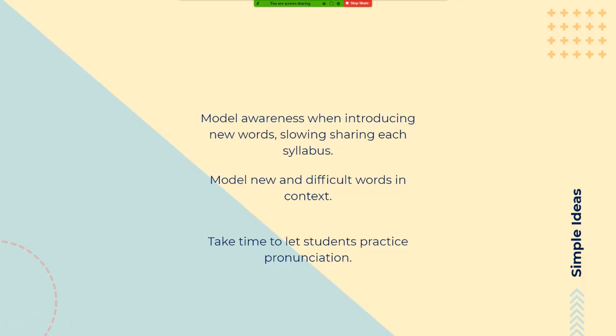Another thing, some simple ideas that you can use when you're working with students that are struggling because they lack decoding is, whenever we're introducing new words, you want to model phonemic and phonetic awareness. So you want to slowly introduce a new word, slowly sharing each syllable.